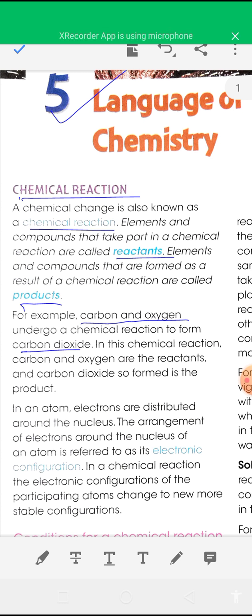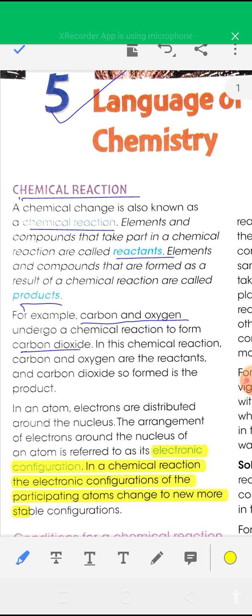In an atom, electrons are distributed around the nucleus in different circular paths. You know that according to the atomic structure, electrons are revolving around the nucleus of an atom in different circular paths. And the arrangement of electrons around the nucleus of an atom is known as electronic configuration. So what is the electronic configuration?